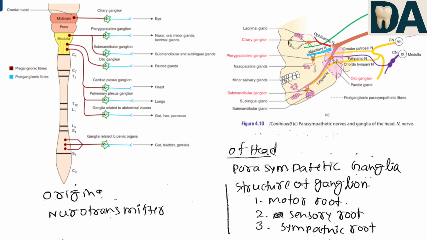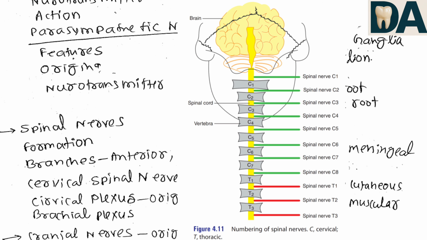All the four parasympathetic ganglia of the head receive sensory filaments from the trigeminal nerve, and motor and sympathetic filaments from various sources. Now go to the spinal nerves. The nerves which emerge from segments of the spinal cord are called spinal nerves. The spinal nerves form part of the peripheral nervous system. In humans, there are 31 pairs of spinal nerves.